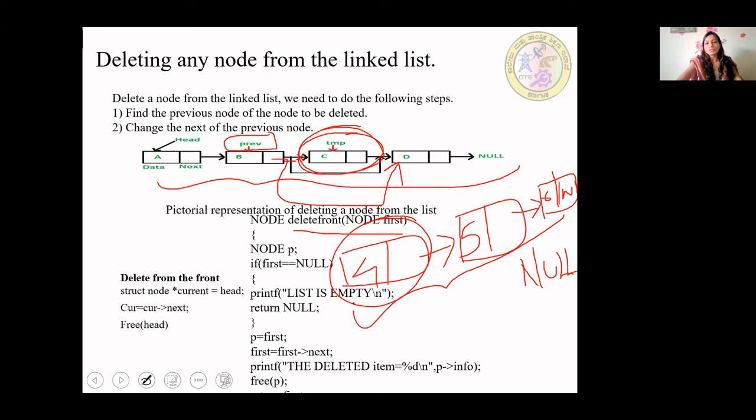So this is the first node to be deleted. What you have to do here, what will be there first? If first is equal to null, it means the list is empty. Otherwise, take one more node, P. So P will point to first. Yes or no?